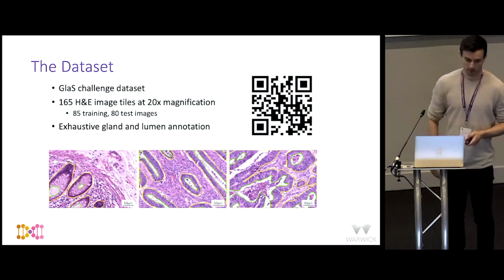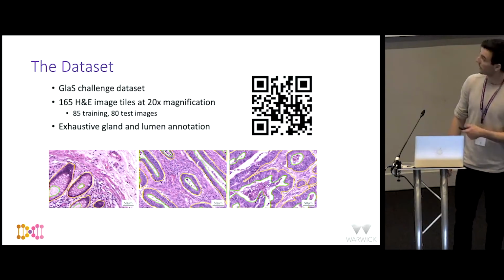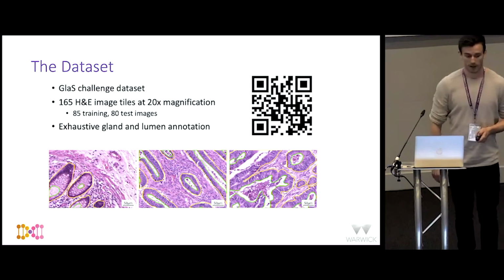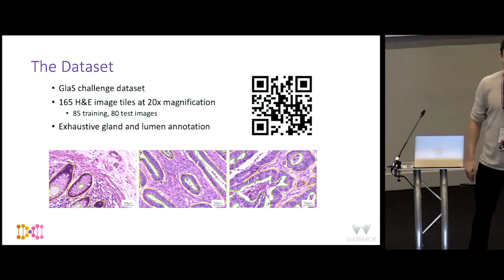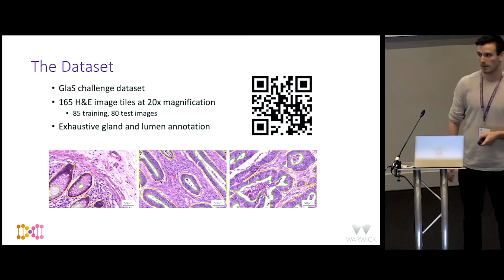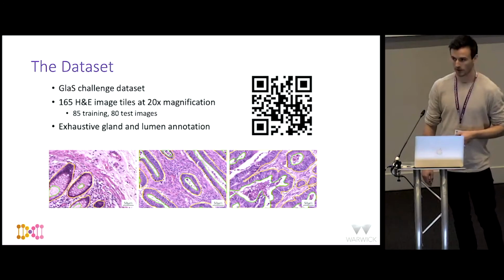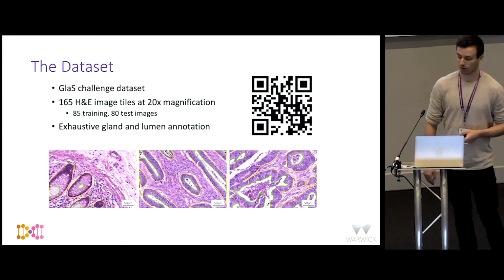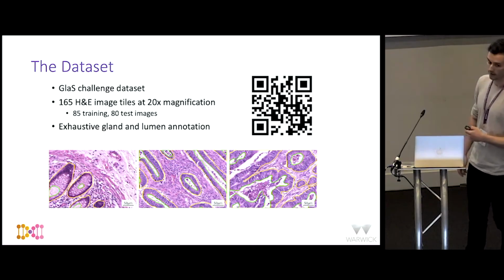Now, the data set that we used was the GlaS challenge data set. That can be seen by scanning this QR code, and it consists of 165 H&E images at 20x magnification, where we have 85 training images and 80 test images. And we also have exhaustive gland and lumen annotation. For the GlaS data set, you'll see that the gland annotation is online, but at the moment we haven't released the lumen annotation.